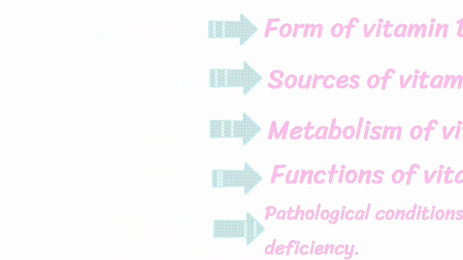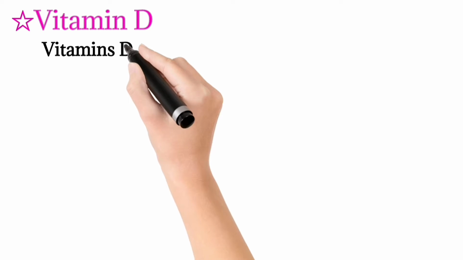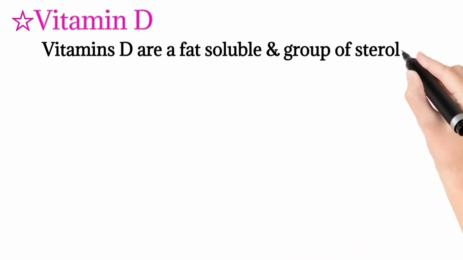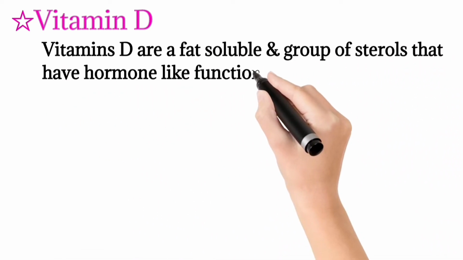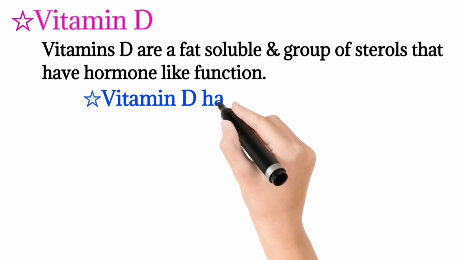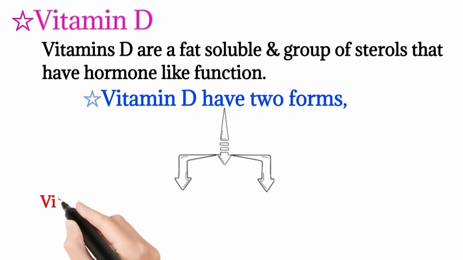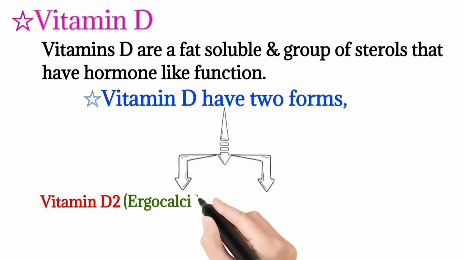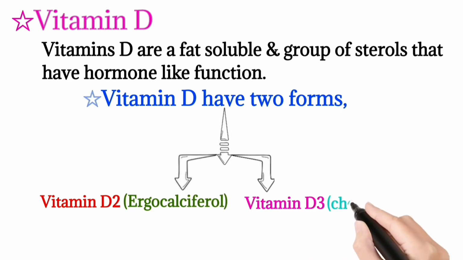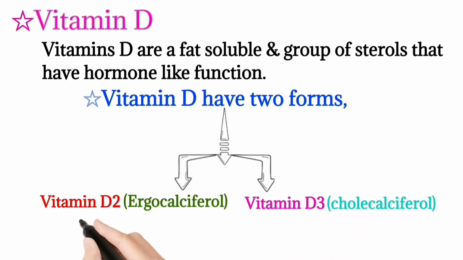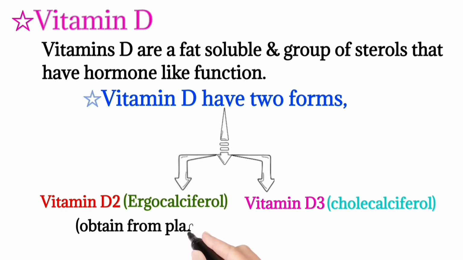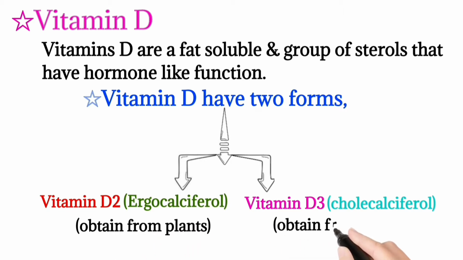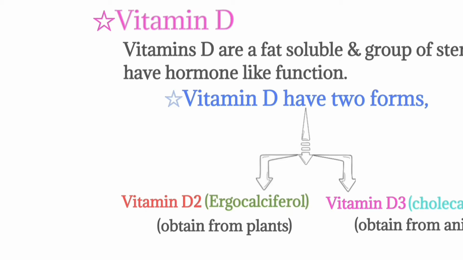First, vitamin D. Vitamin D is a fat-soluble vitamin and group of sterols that have hormone-like function. Vitamin D has two forms: vitamin D2, which is ergocalciferol, and vitamin D3, cholecalciferol. D2 is obtained from plants and D3 is obtained from animals.